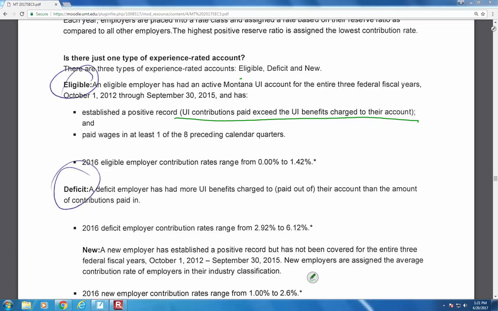You've got a history of never having any real turnover, and then say you've got massive layoffs. You lose your biggest account or something, that's going to be there for a while to haunt you. And the deficit is exactly opposite. You have more paid out than you paid in.